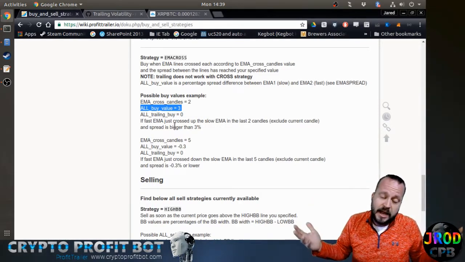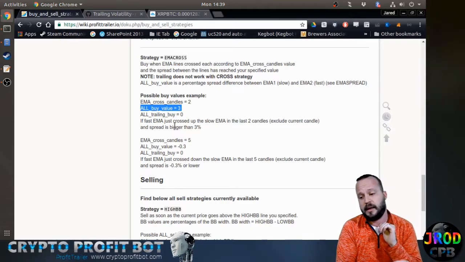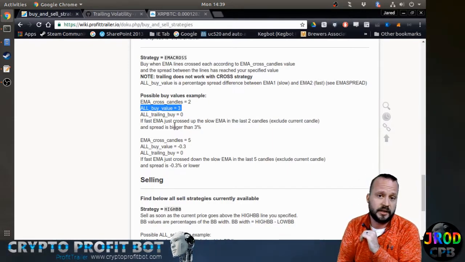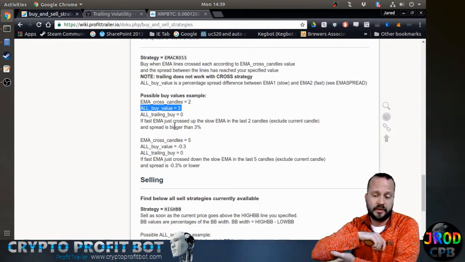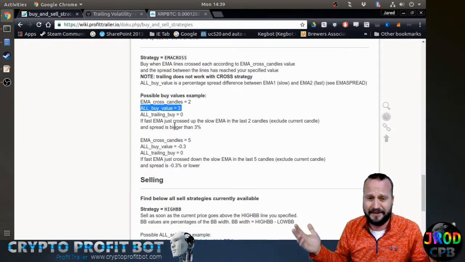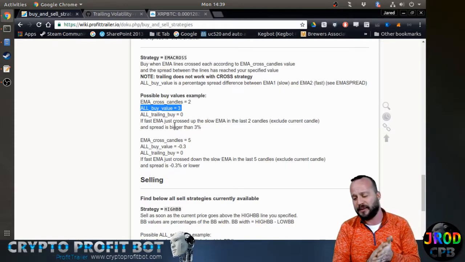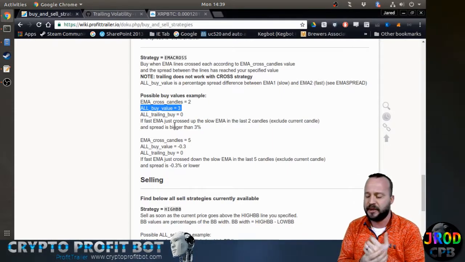So depending on how you look at it, maybe a cross is a better condition for you. Certainly something to play with. We'll be doing testing on both. I haven't had time. I've been using the spread for so long, but the cross sounds like a pretty cool thing to play with.